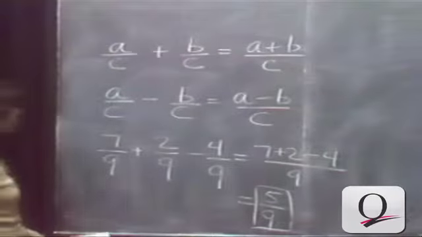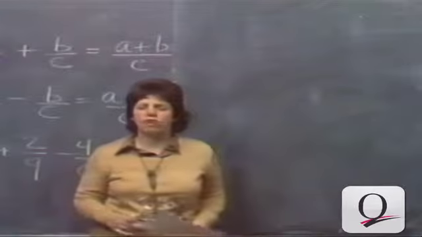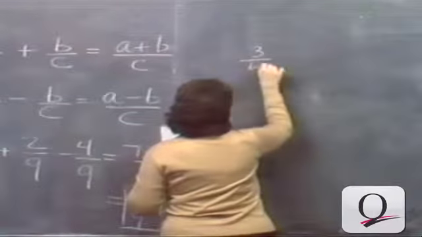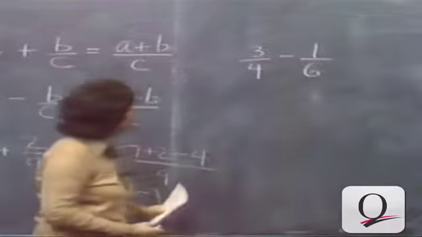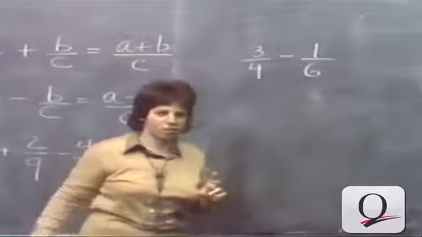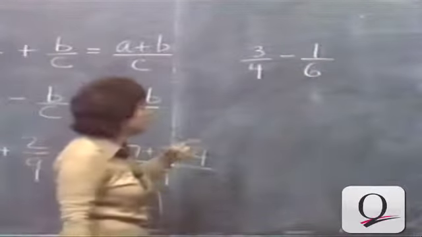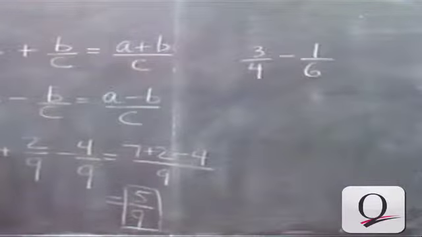Okay, now the next question is what happens if you want to add or subtract fractions and they do not have the same denominator? For example, 3/4 minus 1/6. The trick here is to build fractions that are equivalent to these fractions, but which do have the same denominator. And once you do that, you combine using these rules here.